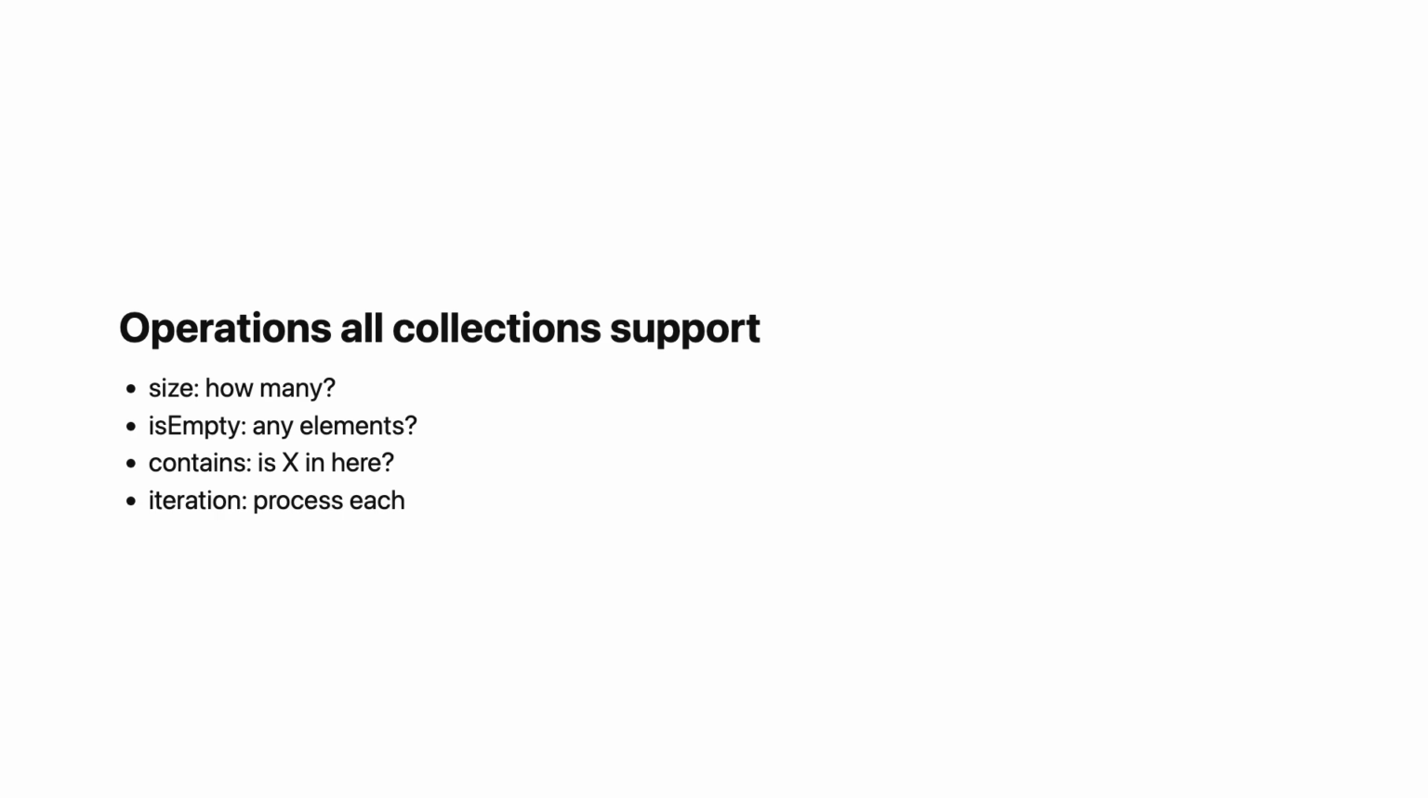Other operations are type-specific. Lists have indexing. Sets have union and intersection. Maps have key lookup. Learning these operations gives you a vocabulary for working with data. Most data manipulation is combining these operations.